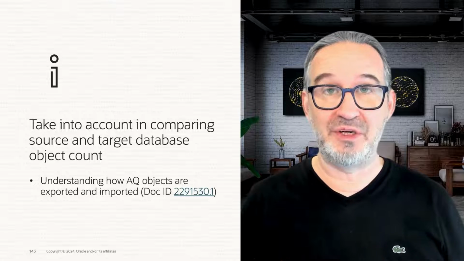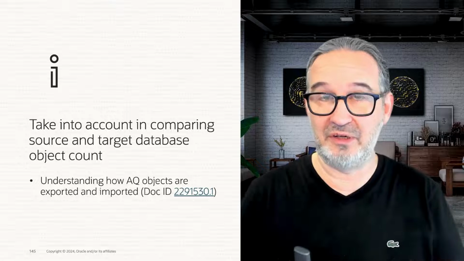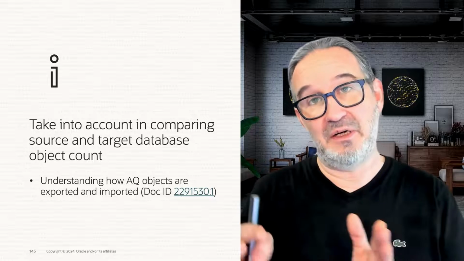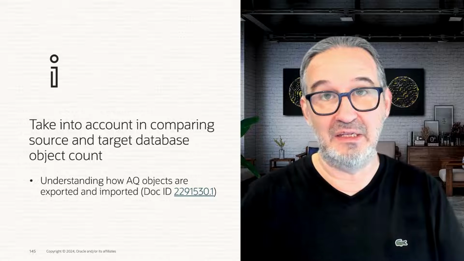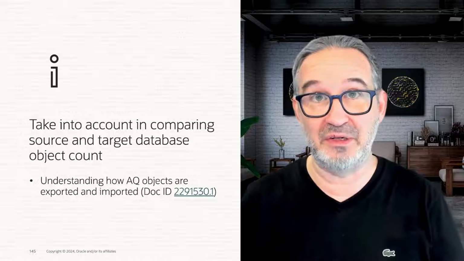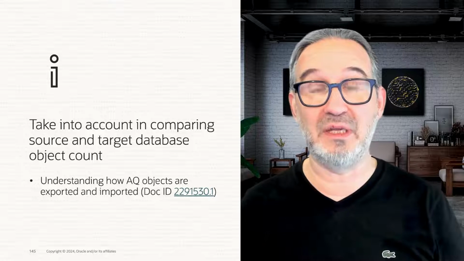And we always recommend that you use the higher setting. You could also give a compatible setting to the individual queue when you recreate it, but there are way more capabilities in the newer releases with the newer compatible setting. And there's a very good MOS note out there explaining what happens to AQs when you export and import them.